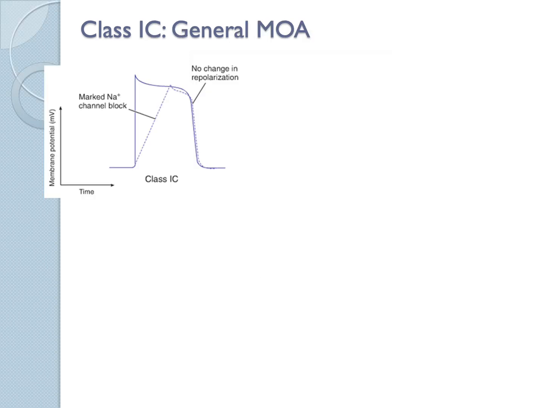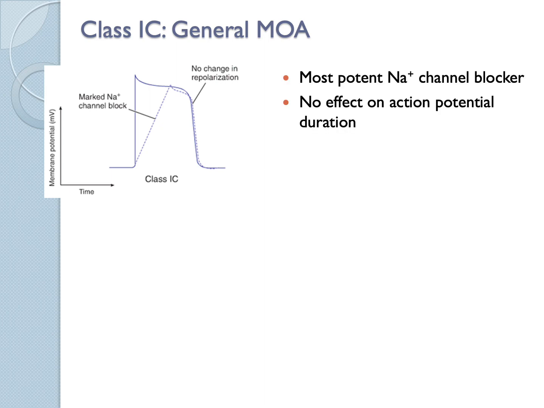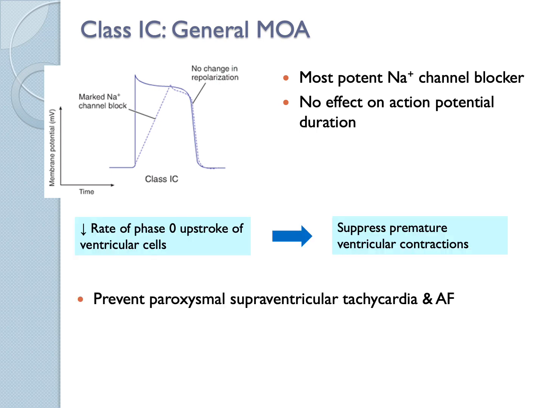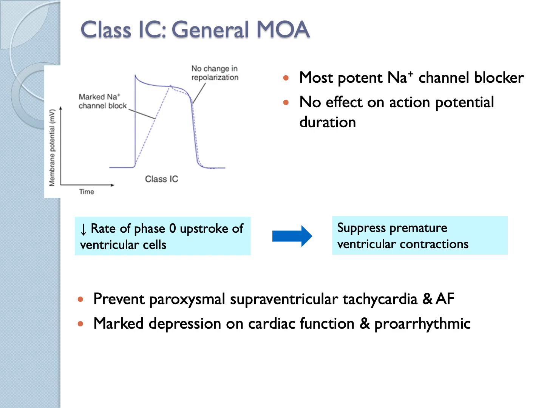So we've got 1C. Remember, this is the more commonly used clinically one. It's the most potent one. It's considered safe because there's no effect on the overall duration of the action potential, right? Therefore, it reduces the upstroke, so it slows down and suppresses any premature contraction, so basically it just slows down the whole thing. Therefore, it causes a prevention of AF and also tachycardia in a way. Right, so there's marked depression of cardiac function because the effect is the strongest.